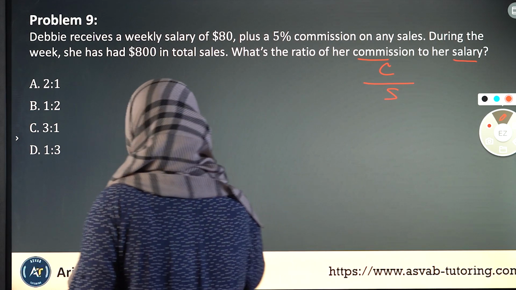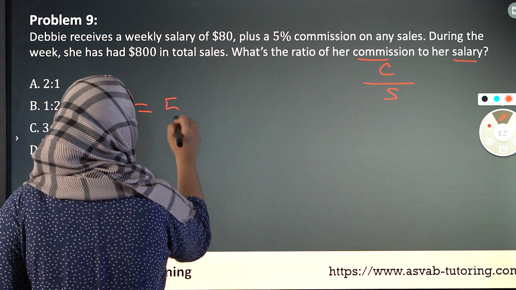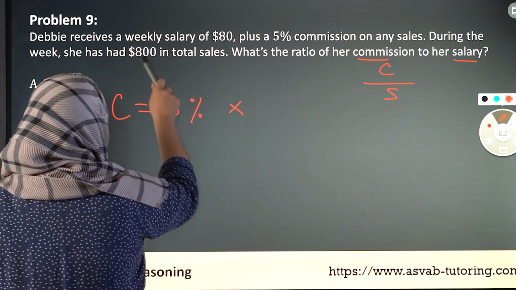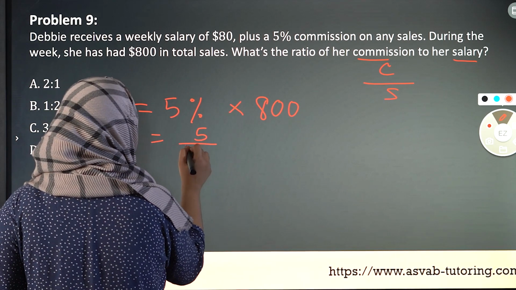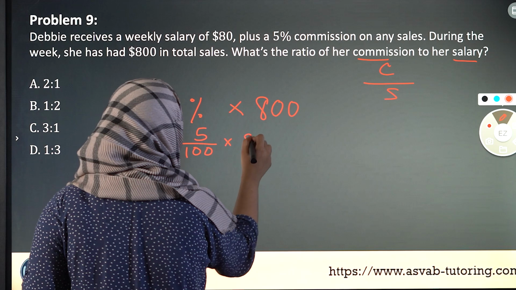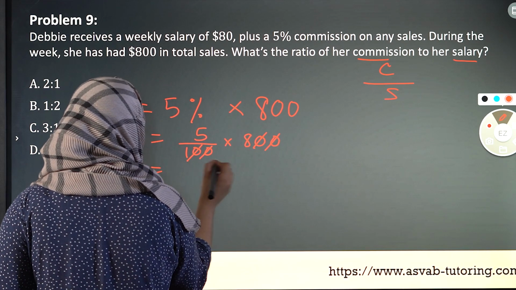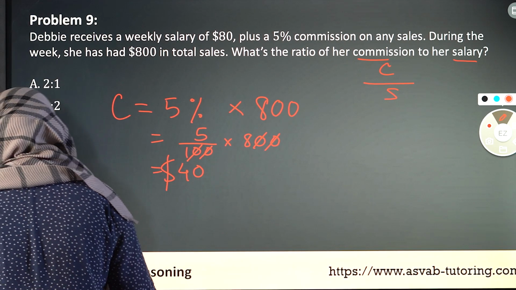All right, so let's figure out the commission first. She is getting a 5% commission. So 5% of what? Of the total sales, which is 800. So if I do this basic math, it's going to be 5 over 100 times 800. So cutting the zeros gives me 5 times 8, which is 40. So $40 is her commission.